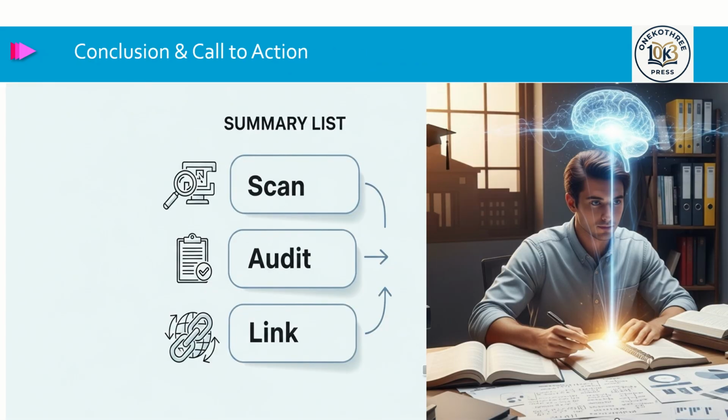To conclude, stop reading research papers from page 1 to page 20. Instead, follow the roadmap, scan the abstract for relevance, audit the method for validity, and use the references to build your network of knowledge. By using this systematic approach, you aren't just a student, you are a critical participant in your field.